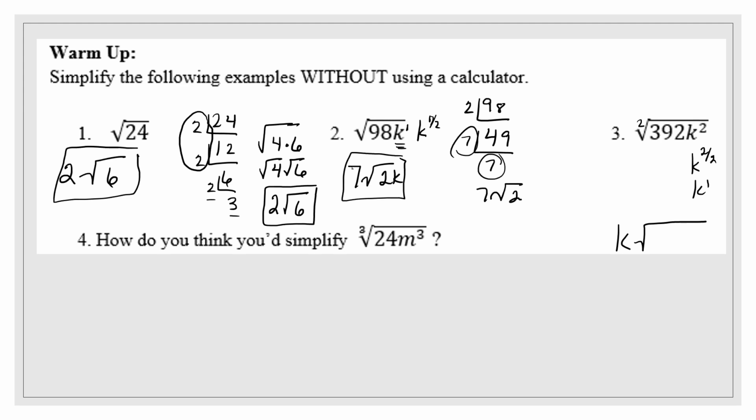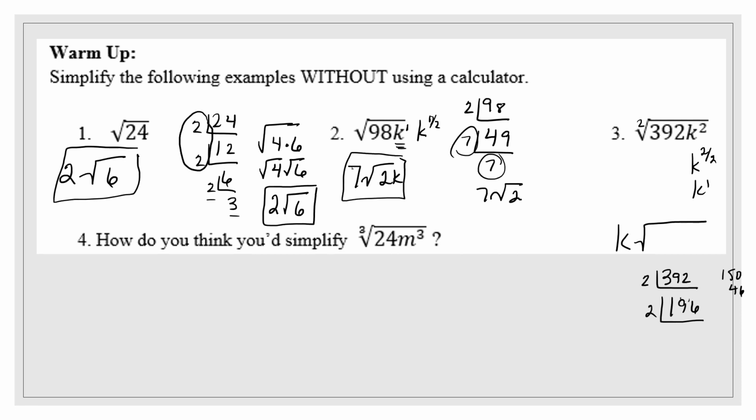Now let's do the work for 392. This might take a little bit. So 392 is definitely divisible by 2. And again, I would rather look for a perfect square. It'd be a little bit easier. So 392 divided by 2, half of 392 is 196.